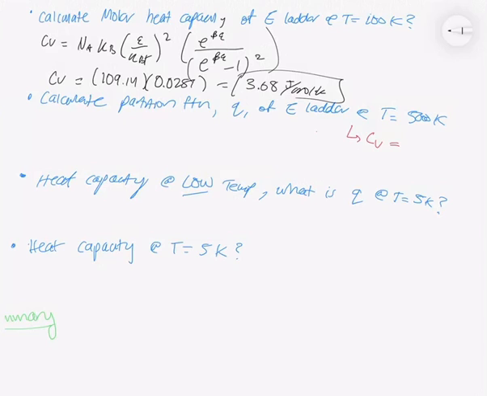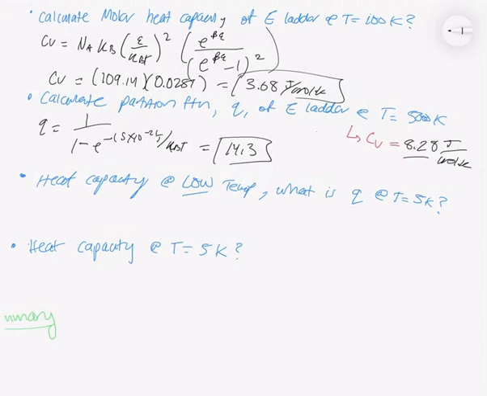To calculate the partition function Q of the energy ladder at 5000 Kelvin, you do the same thing. You take Q, 1 minus e to the negative energy over kBT, plug in the Boltzmann constant and the temperature, and you get 14.3. And for Cv, you use the same equation as above, and you should get around 8.28 joules per mole Kelvin. This is an interesting number. It's close to R, which is 8.314.